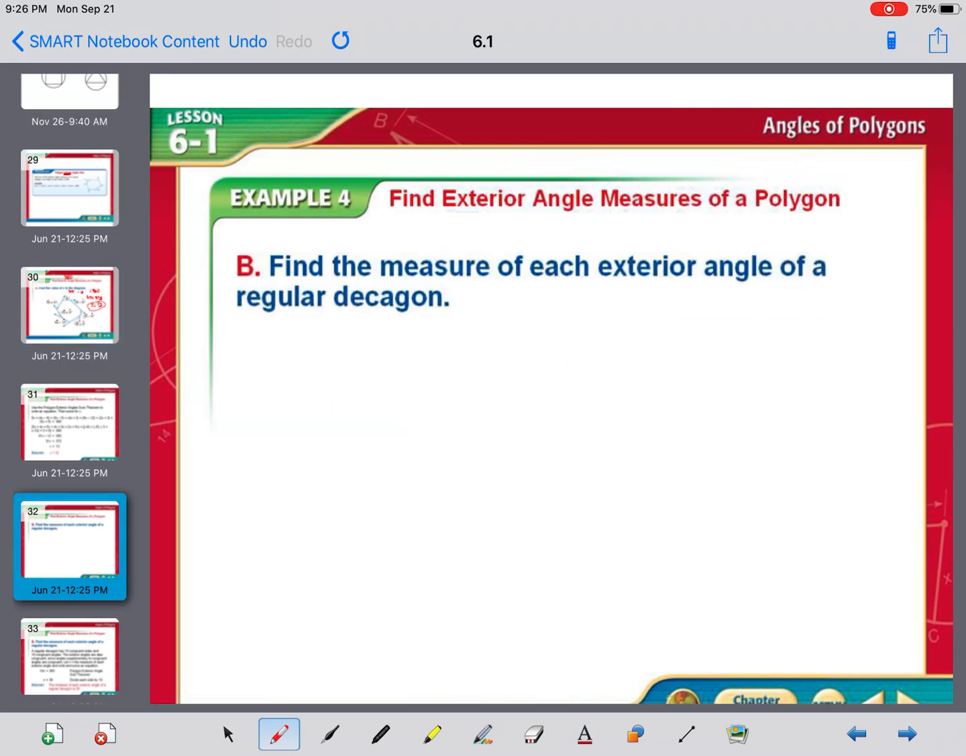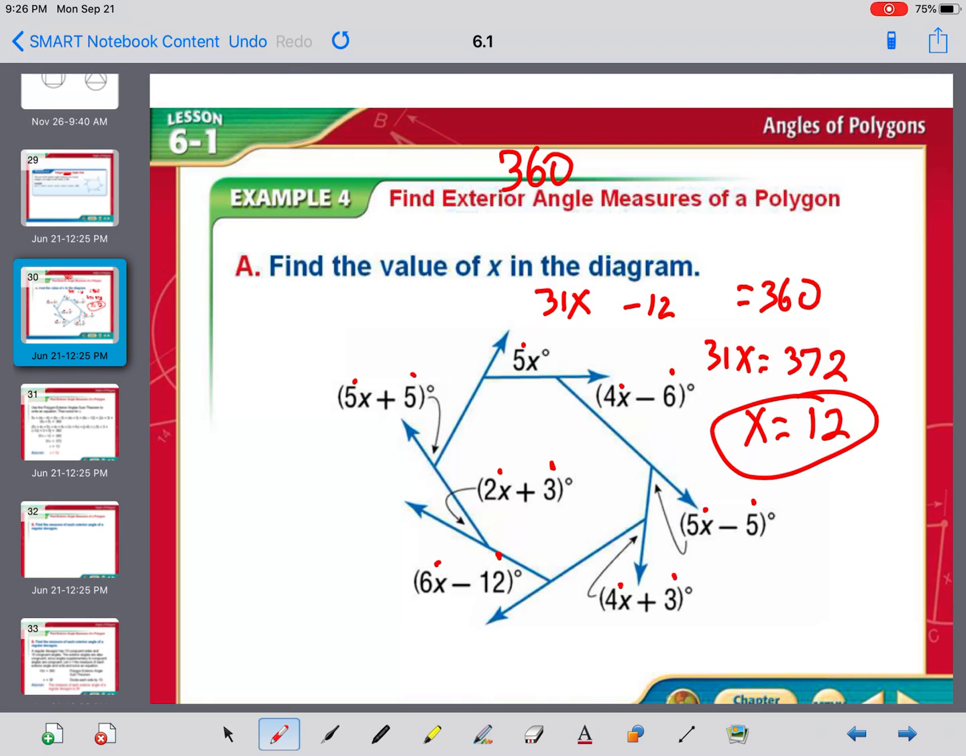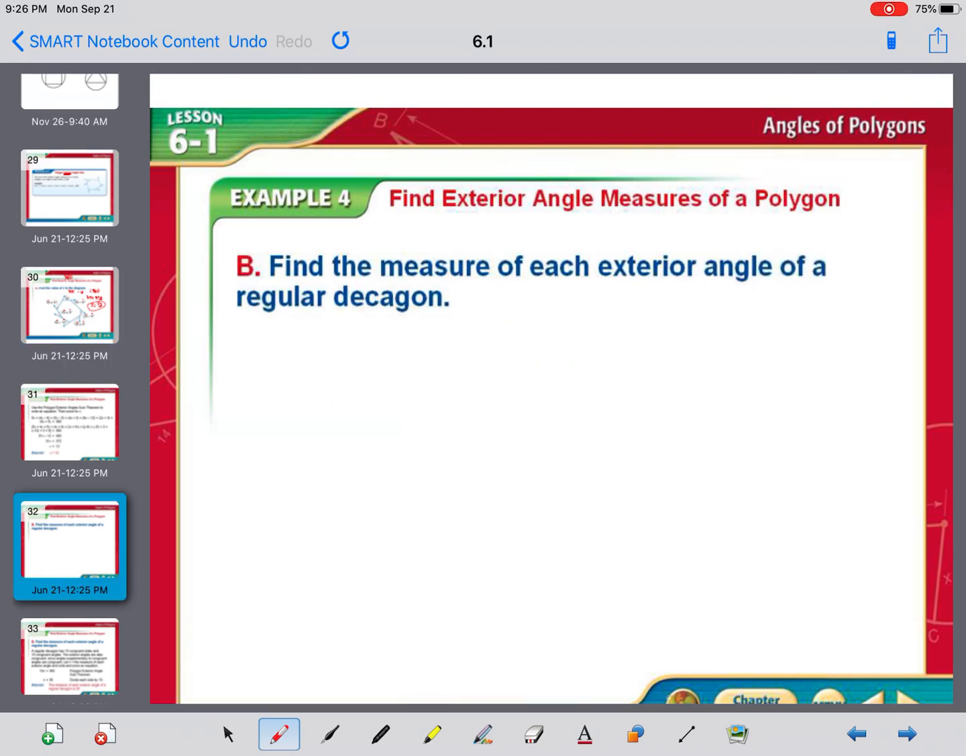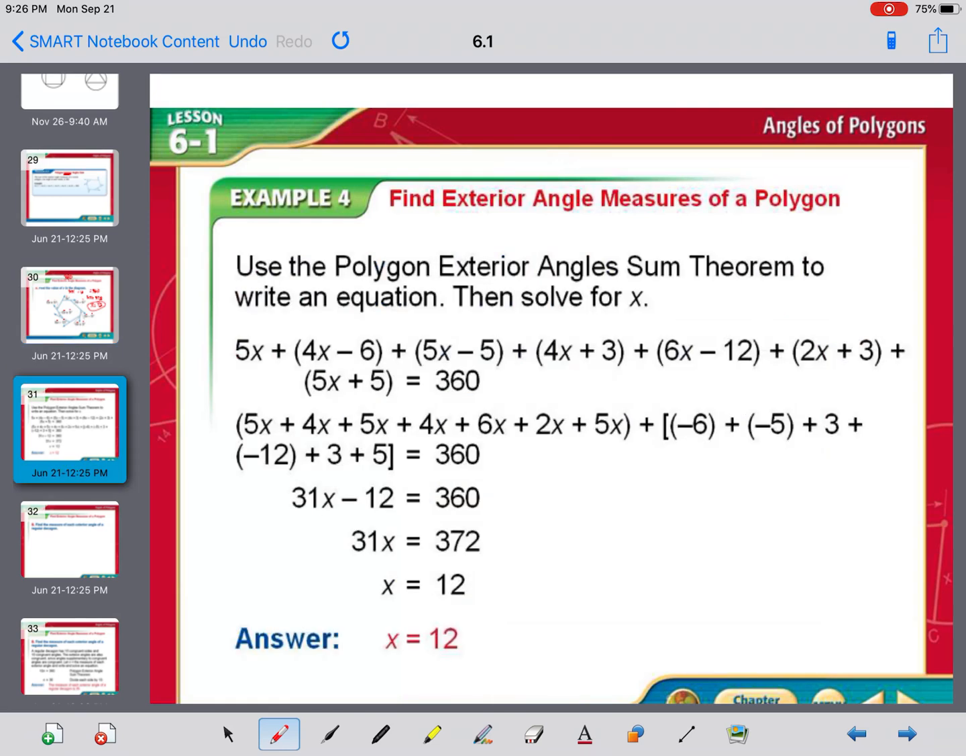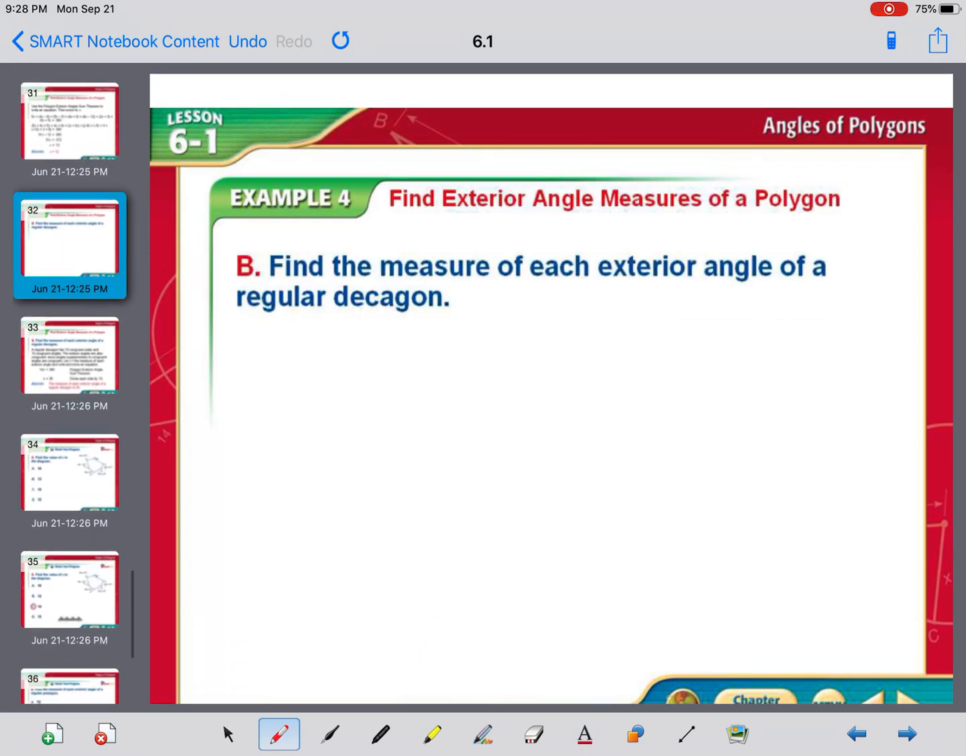Now, what did they ask me to find? The value of x. X is 12. What could I do? I could plug those in, the 12 in. In fact, it says find the measure of each exterior angle, that's a different problem. Sorry. So I could plug that 12 in and find out all of those, and then add them up and see if they really do add up to 360. If I wanted to check, I could do that.